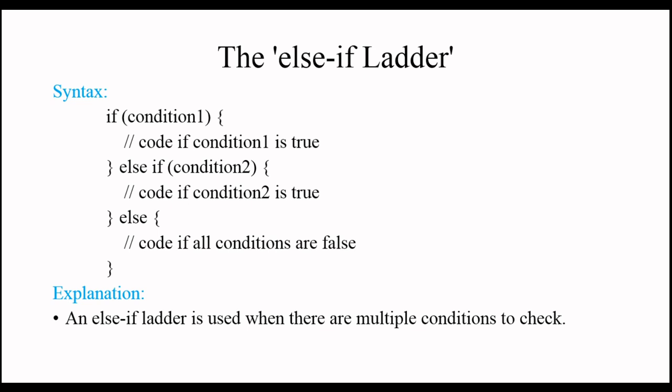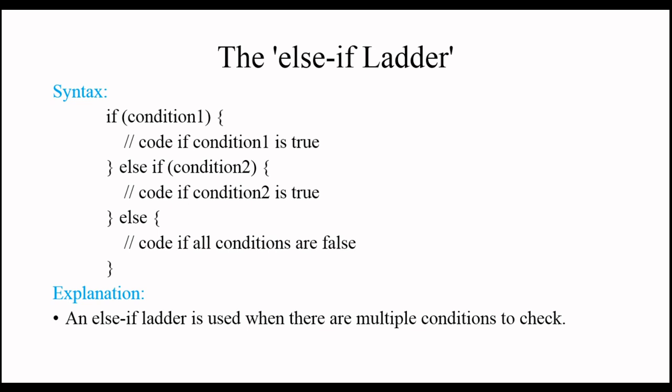The syntax will be: first, if condition 1 is true, then some code will be executed. Then we use else if. Not only else, it is else if the condition is true. And in the last we use the else. This last else belongs to the first if condition. If all the conditions between the if and the last else are false, then the last else will be executed.